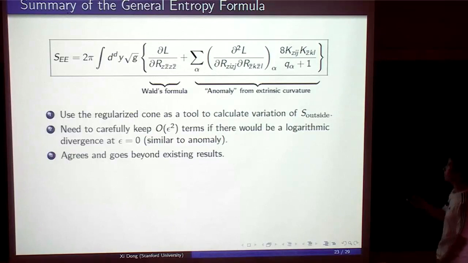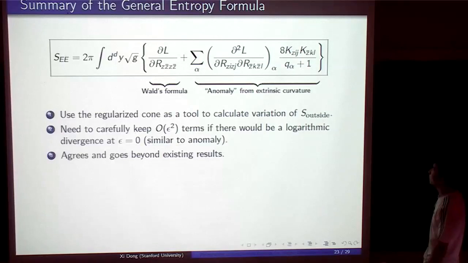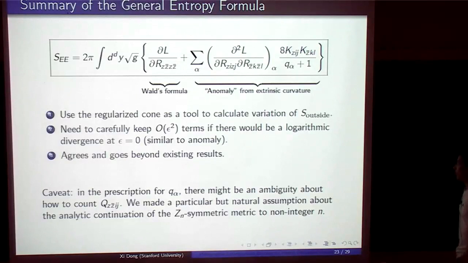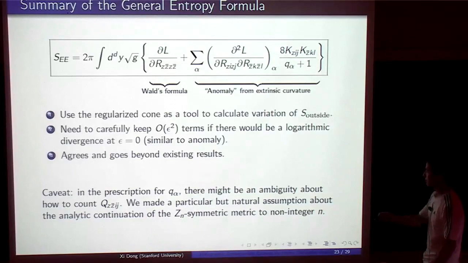We used a generalized gravitational entropy method to derive something which is valid for higher derivative gravity. It's important that we keep track of quadratic terms in the Lagrangian, since there could be a logarithmic divergence at epsilon equals zero. This is the main point of my talk, and it agrees with existing results. There is a caveat in how we count this component in this possible expansion.